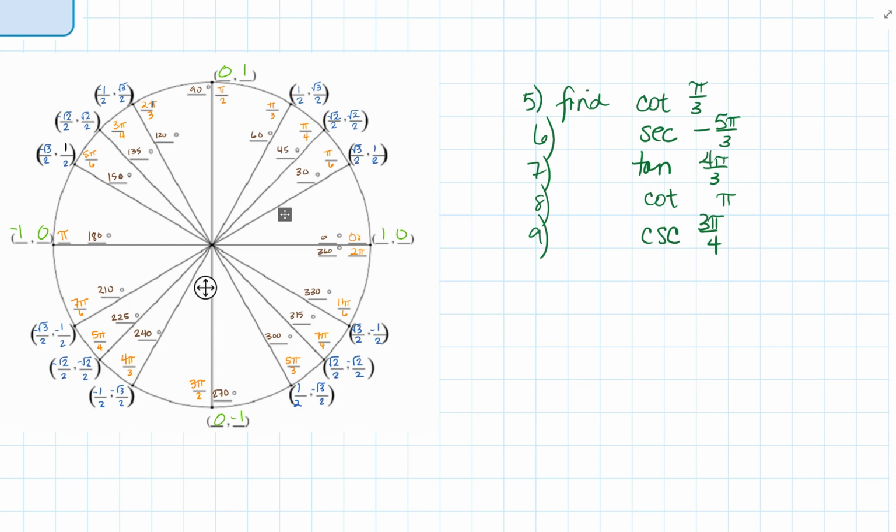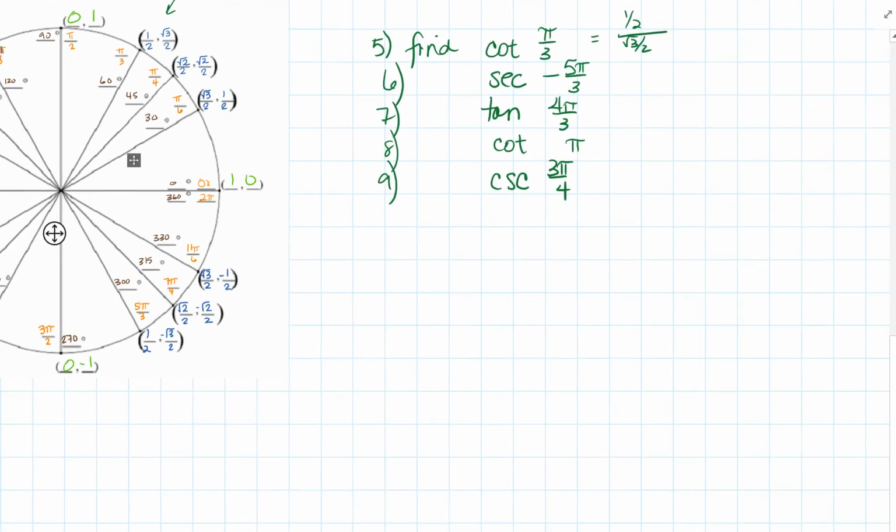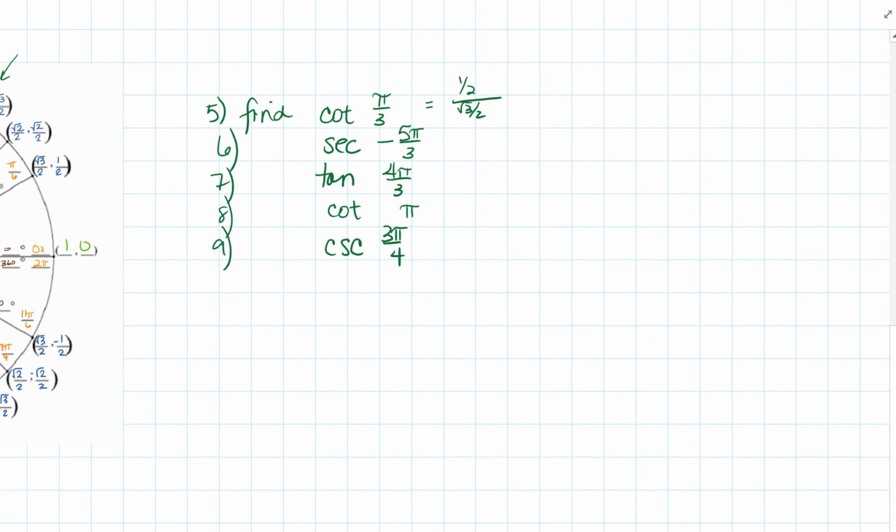Okay, I want to do a few more. Suppose you're told to find the cotangent of pi over 3. Step 1, go to pi over 3, which is right here. Now the tangent is, of course, the y divided by x, but the cotangent is the x divided by y, so it's actually 1/2 divided by root 3 over 2. But here's the deal. With all these, they all have a 2 as a denominator. So 1/2 divided by root 3 over 2 is the same thing as saying 1/2 times 2 over root 3, which means those are going to cancel. It's just 1 divided by root 3.